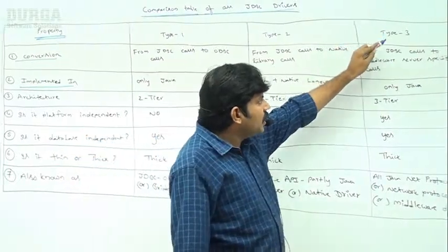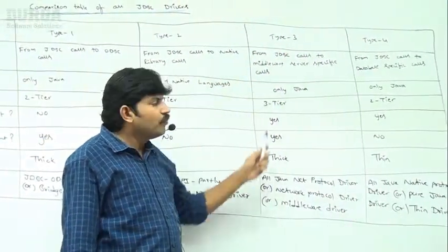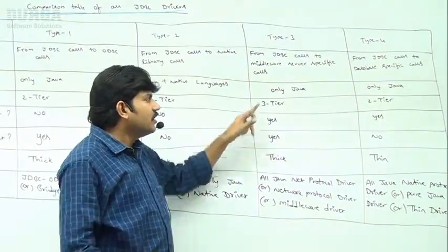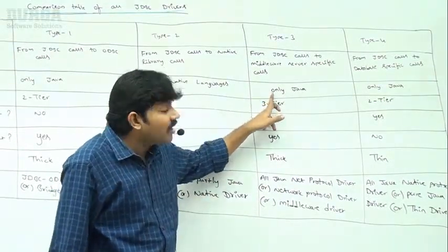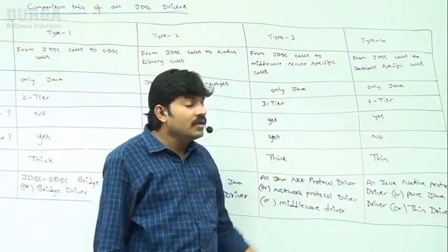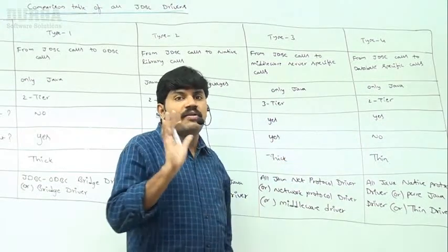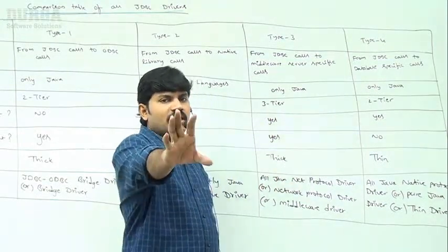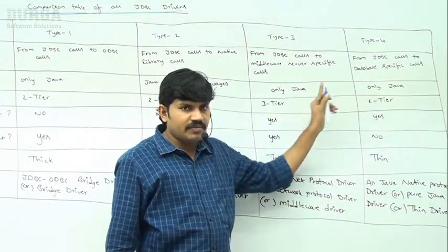Next, type 3 and type 4. Both drivers are developed only in Java. That's why they are also known as the all Java net protocol driver, the all Java native protocol driver, or the pure Java driver. So type 3 and type 4 are developed only in Java. That's why they are all Java drivers.